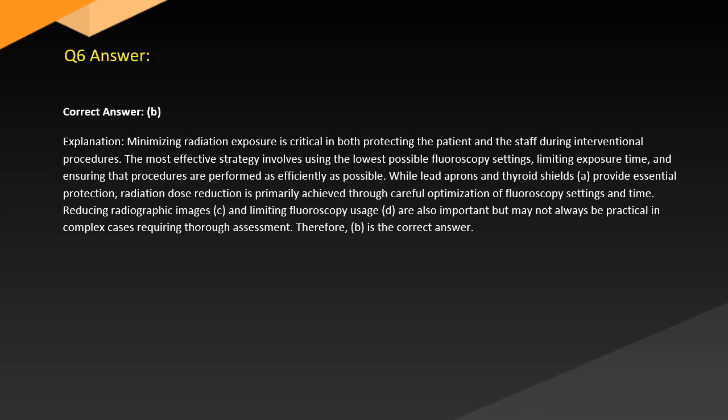Answer. Correct answer: B. Explanation. Minimizing radiation exposure is critical in both protecting the patient and the staff during interventional procedures. The most effective strategy involves using the lowest possible fluoroscopy settings, limiting exposure time, and ensuring that procedures are performed as efficiently as possible. While lead aprons and thyroid shields provide essential protection, radiation dose reduction is primarily achieved through careful optimization of fluoroscopy settings and time. Reducing radiographic images (C) and limiting fluoroscopy usage (D) are also important but may not always be practical in complex cases requiring thorough assessment. Therefore, B is the correct answer.